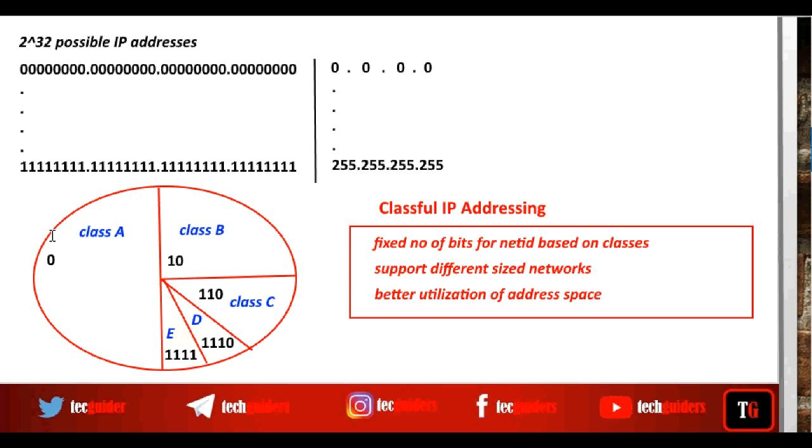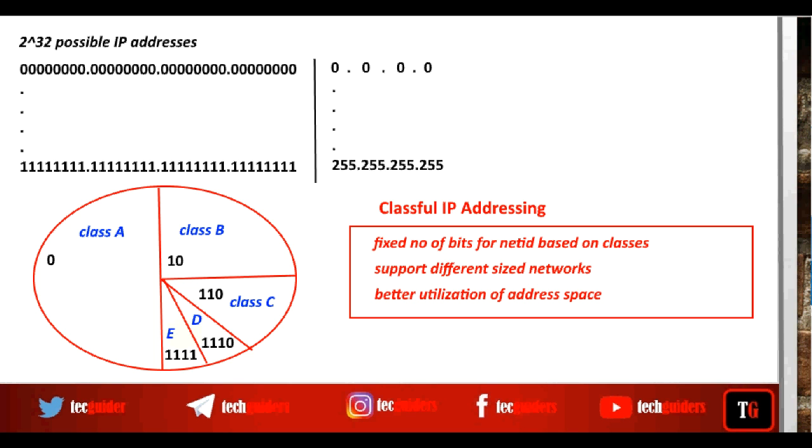Class A consists of all IP addresses beginning with 0. Class B consists of all IP addresses beginning with 10. Class C always begins with 110. Class D begins with 1110 and Class E begins with 1111. And we can say that class A occupies about 50% of the total address space.